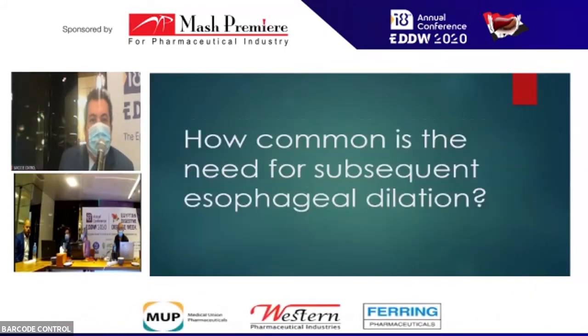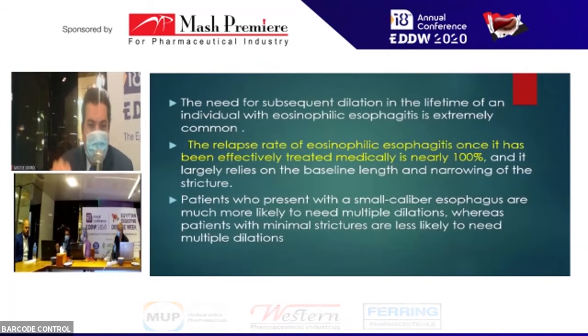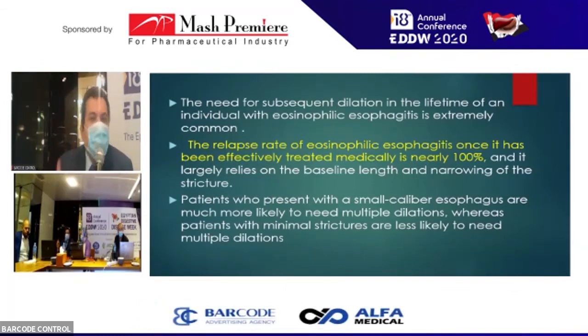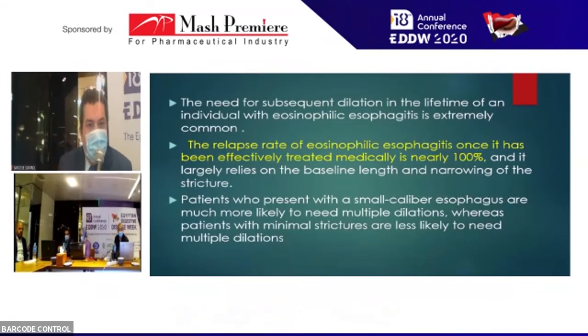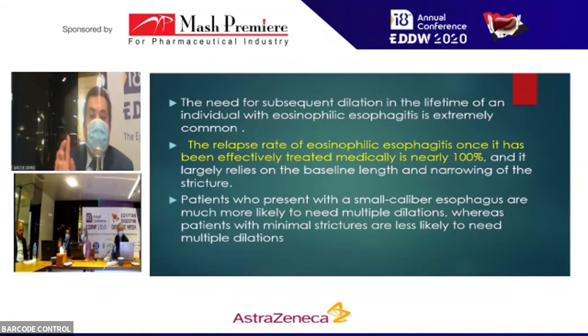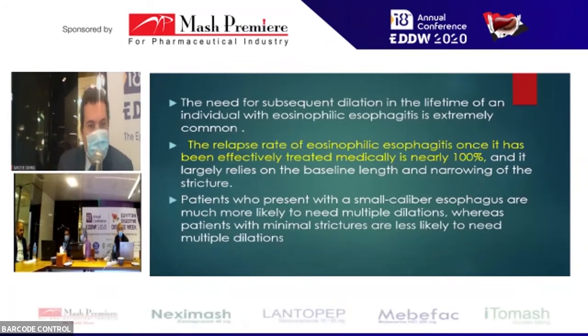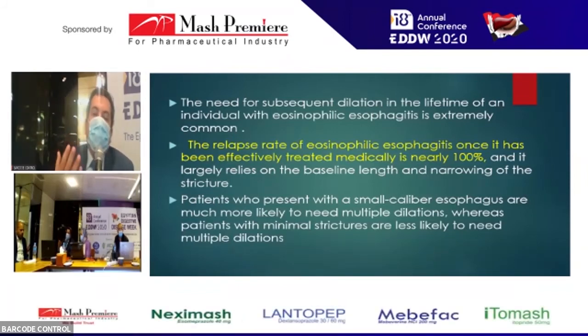How common is the need for subsequent esophageal dilatation? The patient will need many or several dilations because, as a rule, there will be recurrence many times. 100%, when you dilate a patient with eosinophilic esophagitis, he will come back needing dilatation again. The difference is that if he takes medication and avoids the trigger diet, this will delay the problem. Patients who have a small caliber esophagus or tough strictures will most probably need more sessions and will have recurrence many times.